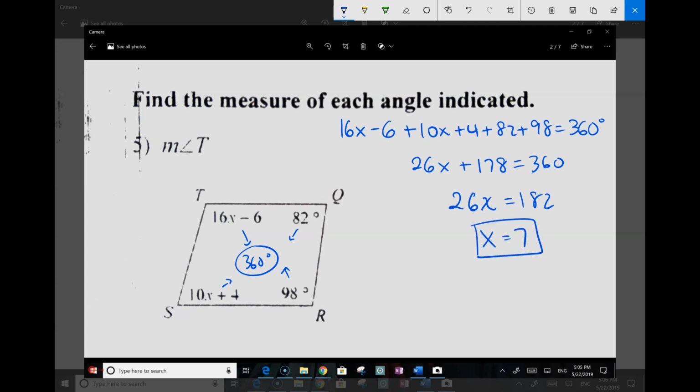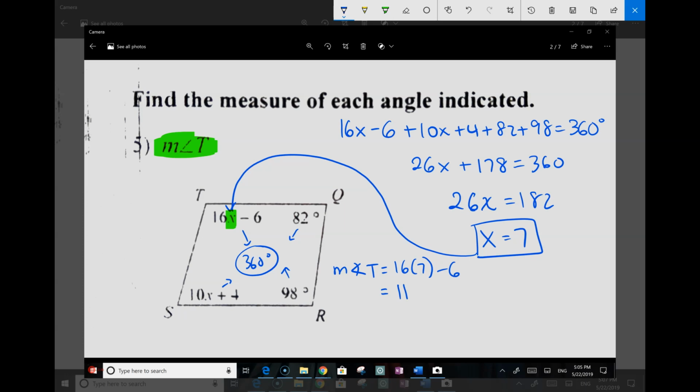So x is equal to 7, but it doesn't answer the question, because what we have to figure out is the actual value of angle t. So what we do is we take 7, drag it, drop it right where you see that x here, and then you do the math. The measurement of angle t is actually equal to 16 times 7 minus 6. 16 multiplied by 7 is 112. Minus 6 is 106 degrees, which does make sense when you look at the diagram. You can see that this angle right there does indeed appear to be an obtuse one. So 106 does make sense. Okay, let's move on to the next one.